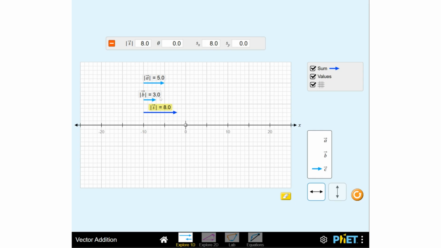There's another scenario that we can observe. What if the vectors were in opposite directions? So I'm going to clear the screen. Let us say I had vector A, 5 units long, pointing to the right. Then I have vector B. I'm going to make it 3 units long and I'm pointing it to the left. What do you think will happen when I click sum?